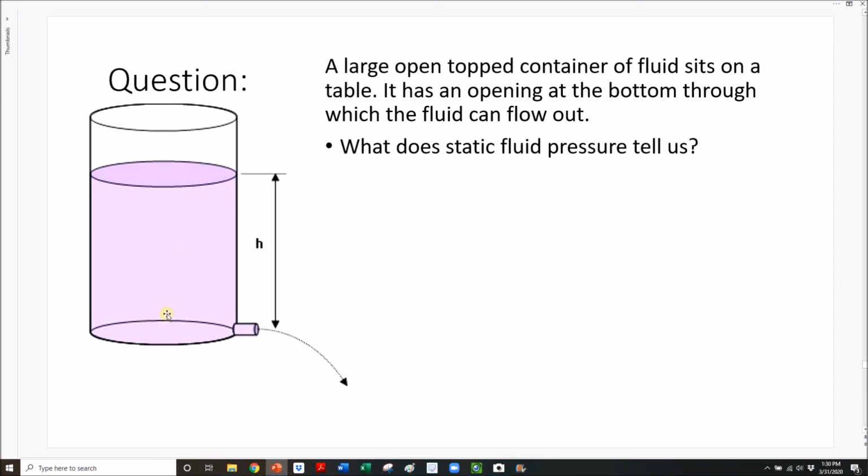Okay, so let's look at a question. I have this container, it's filled with fluid, it's open to the air out top, and it's open to the atmosphere down here because I have an opening, a hole. What does the static fluid pressure tell us?